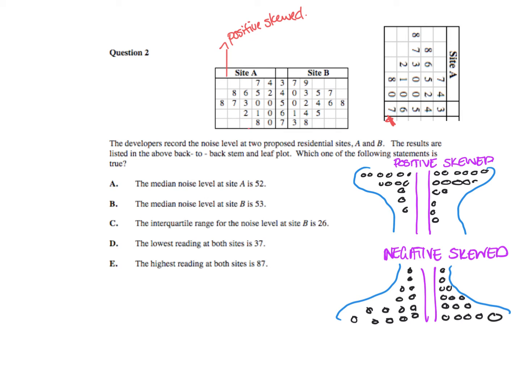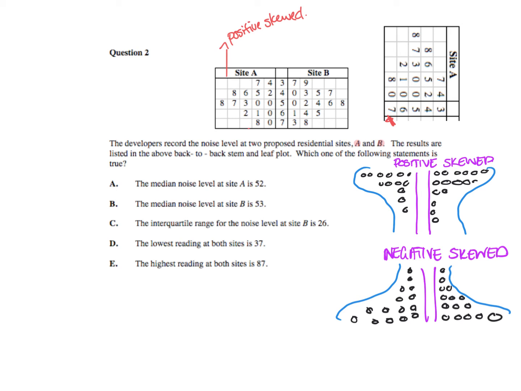It says the developers record the noise level at two proposed residential sites, A and B. The results are listed in a back-to-back stem and leaf plot. Which of the following statements is true? The median level at A is 52 and the median noise level at B is 53. So let's practice finding the median without typing the whole list into our calculator.